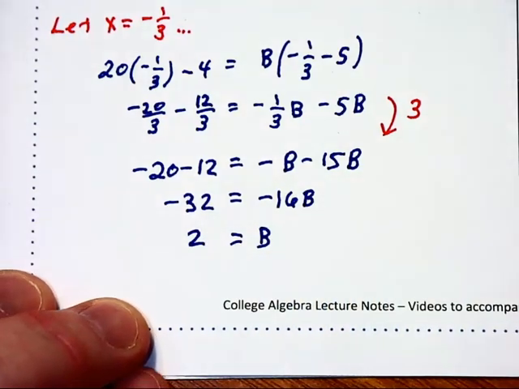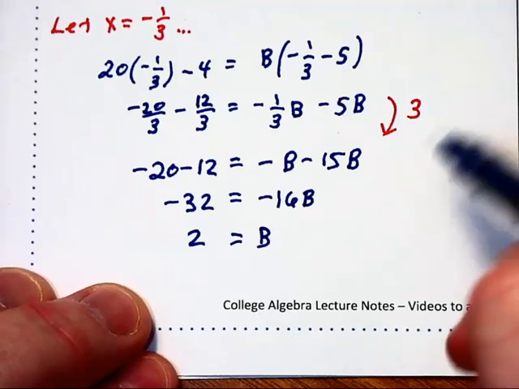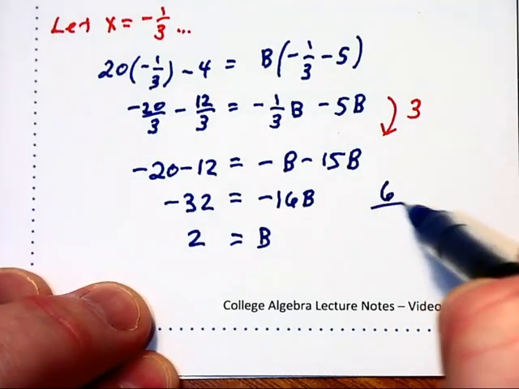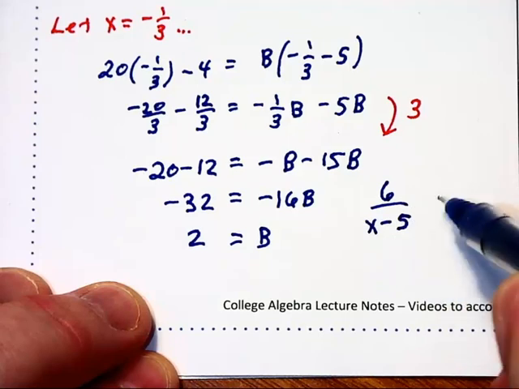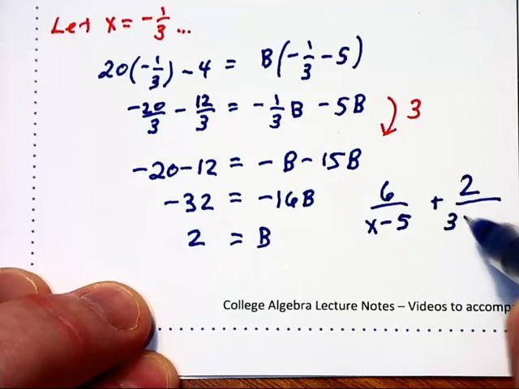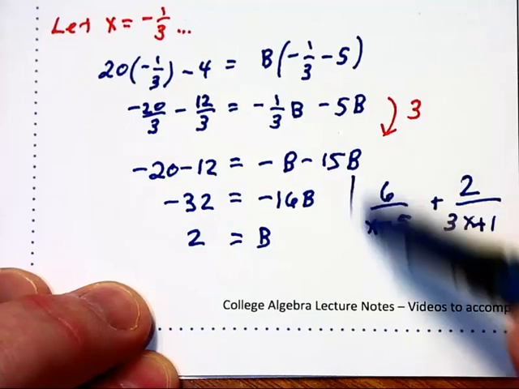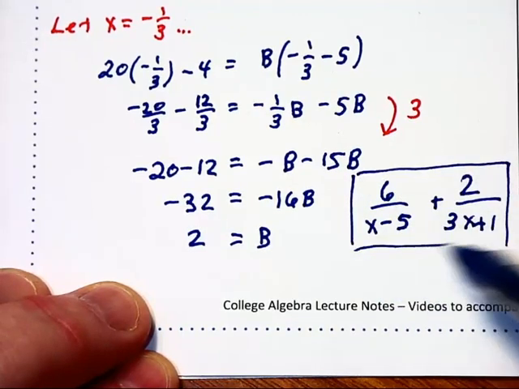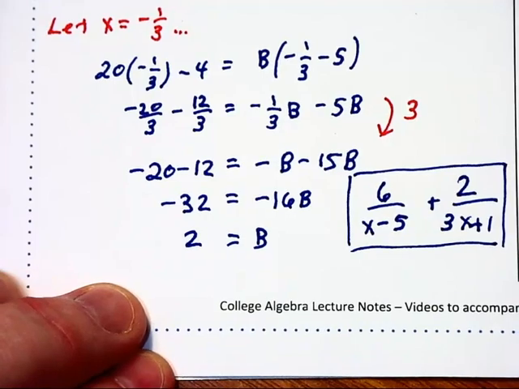And our partial fraction decomposition turns out to be 6 over x minus 5 plus 2 over 3x plus 1. And if you were to add those two together, you would get back to the original problem.